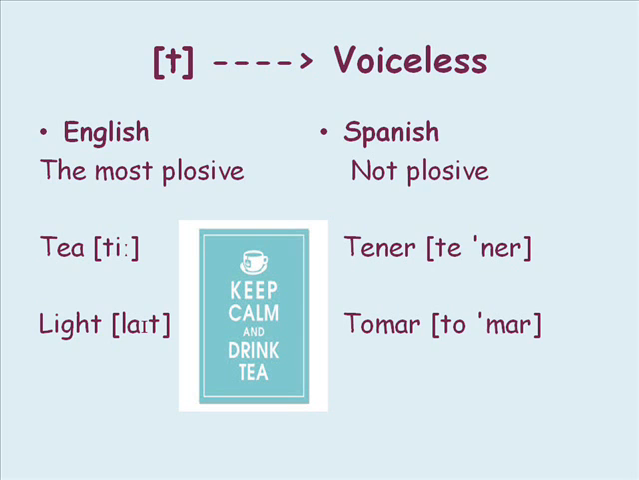It is a voiceless sound. In English, it is the most plosive consonant sound. We can find it in the words tea or light. On the contrary, in Spanish, it is not plosive. We pronounce it in words such as tener, tomar.